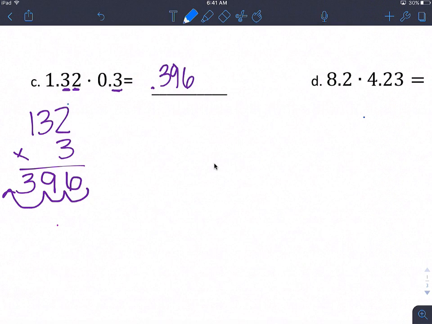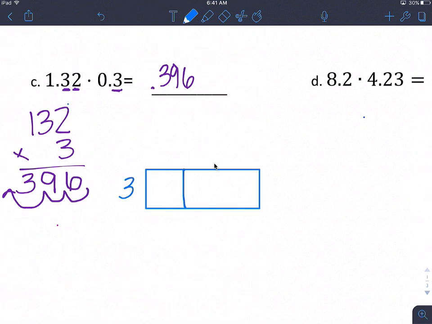Now I can also do this using a generic rectangle, which I know many people have been really liking. So again, I'm going to pretend the decimals aren't there until the very end, and I'm going to make my box. And now I have a 3-digit number by a 1-digit number. Alright, so my 3 is going to go over here, and I'm going to split this up, and I'm going to have 100, 30 and 2.